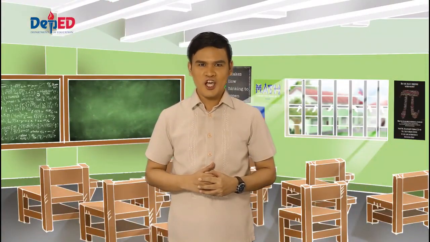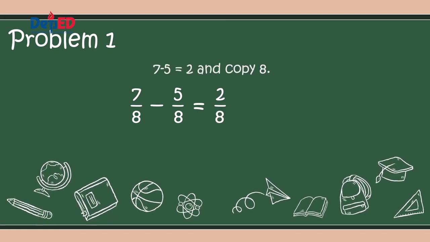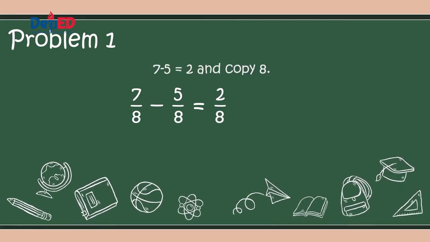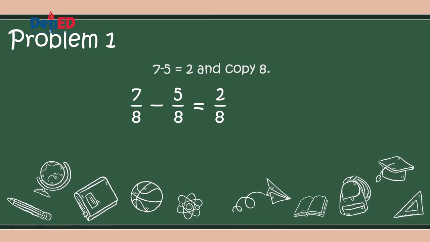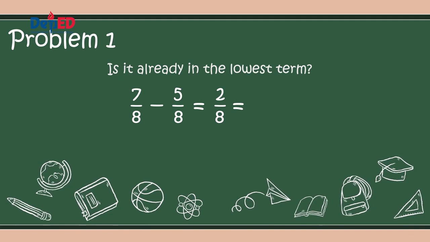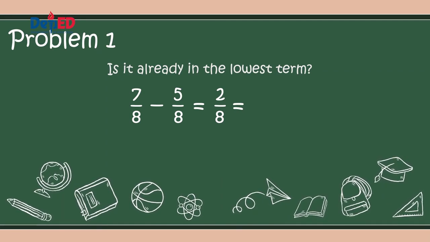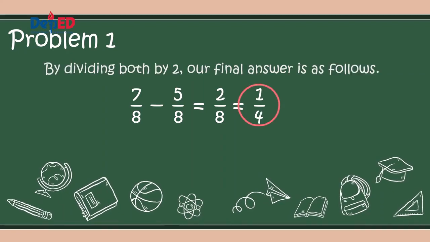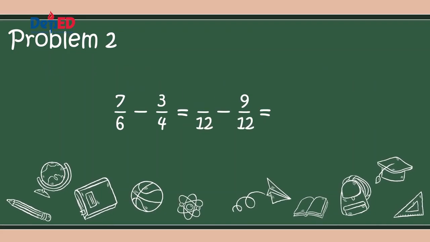Now, let us check your answers. Number 1. In subtracting similar fractions, just subtract the numerators and copy the common denominator. 7 minus 5 equals 2, and copy 8. Is 2/8 already a lowest term? No. What is the GCF of 2 and 8? Yes, by dividing both by 2, our final answer is 1/4.